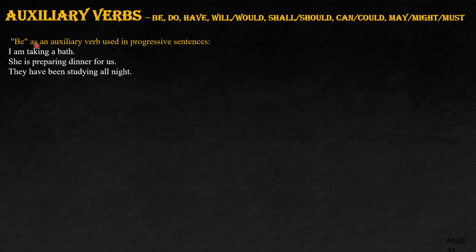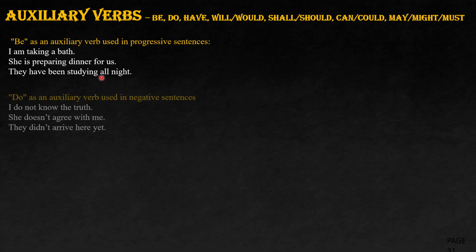These are used for progressive sentences. For example, it is running, continuous tense we can say. I'm taking a bath. She is preparing a dinner for us. They have been studying all night. So it shows the progressive sense of any of the sentences.